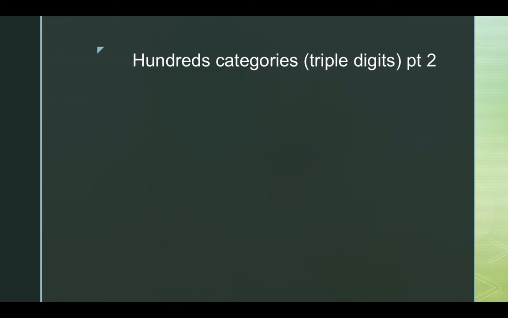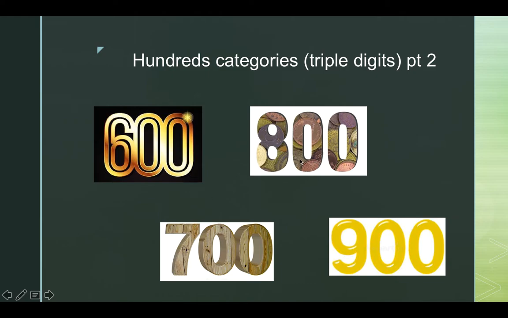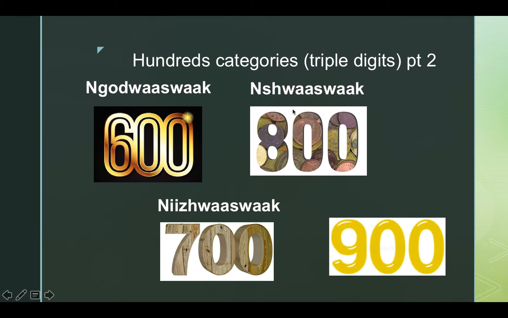So, part 2 of this section here. We have 600, 700, 800, 900. 600 is pronounced ngudwaswak. 700 is nijwaswak. 800 is nshwaswak. And 900 is jonkswak.